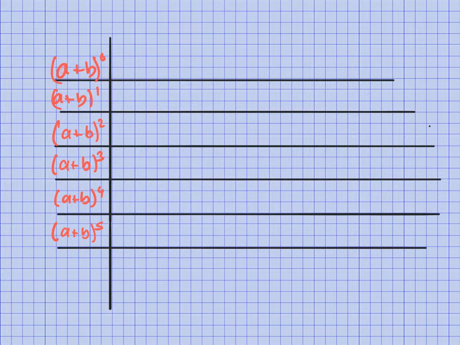Okay, let's have a look at this. I've just written out a few things that I would like to expand. So I know these expansions. I know that a plus b to the power of 0 is 1, because anything to the power of 0 is 1. If I look at the next one, a plus b to the power of 1, that's 1a plus 1b. Okay, that's easy enough.